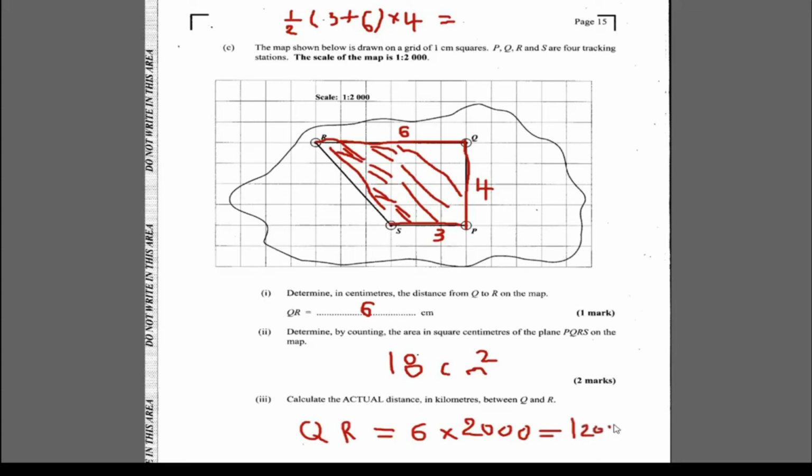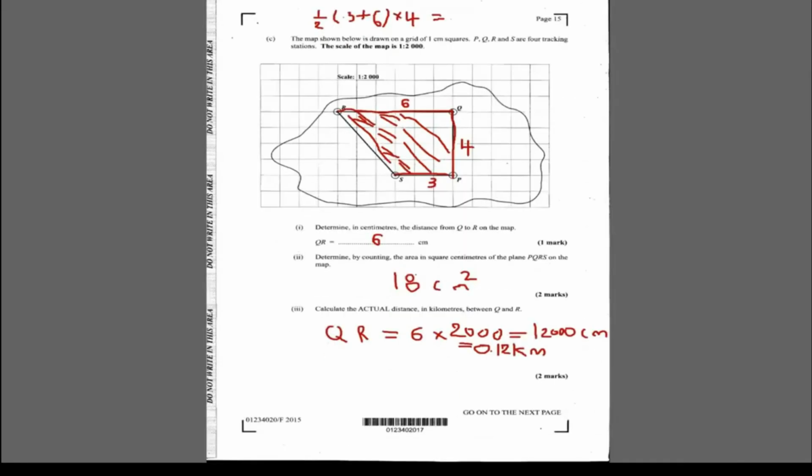Now, what is 12,000 centimeters in kilometers? Because that's what we wanted. If we divide this by 100, we get 120 meters. Then you divide that by 1,000. So this is 0.12 kilometers. Nice and easy, soft.